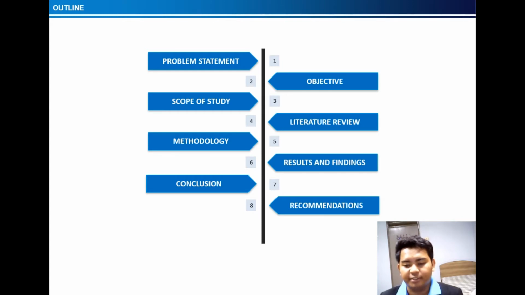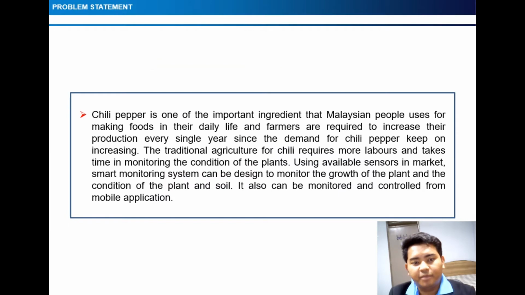also recommendations. For the problem statement, chili pepper is one of the important ingredients that Malaysian people use for making food in their daily life. And the farmers are required to increase their production every single year since the demand for chili pepper keeps on increasing. The traditional agriculture for chili requires more laborers and it takes time to monitor the condition of the plant.